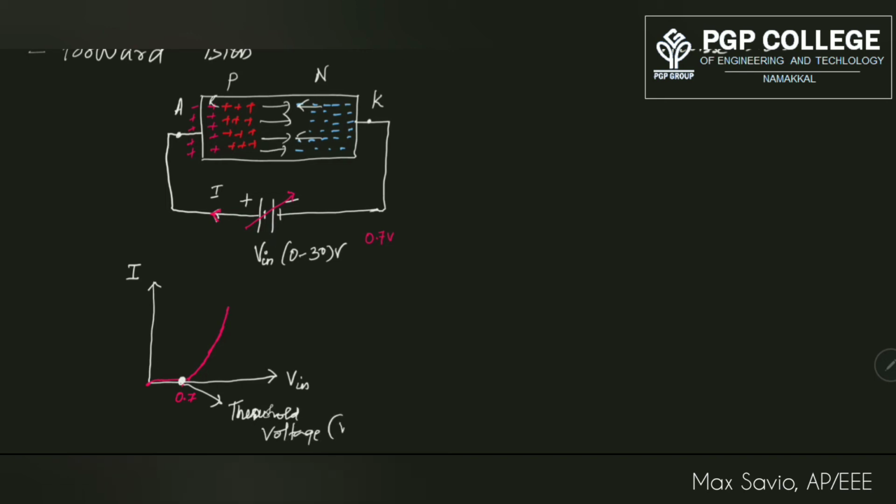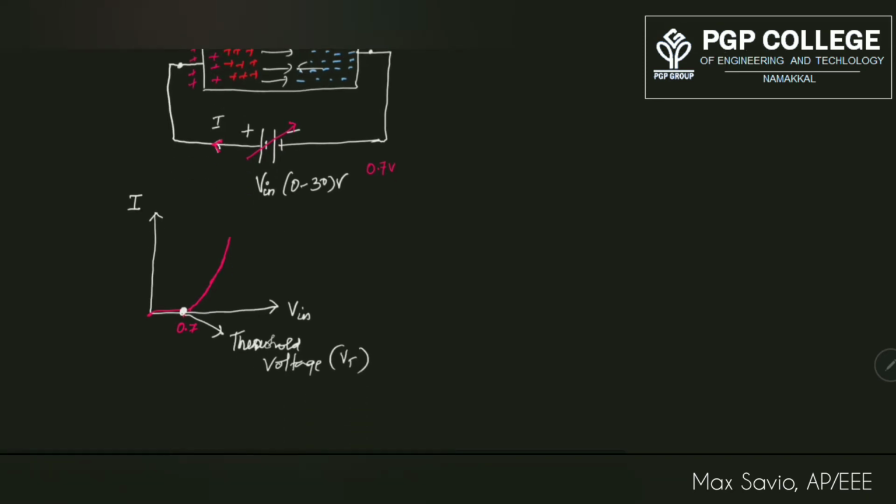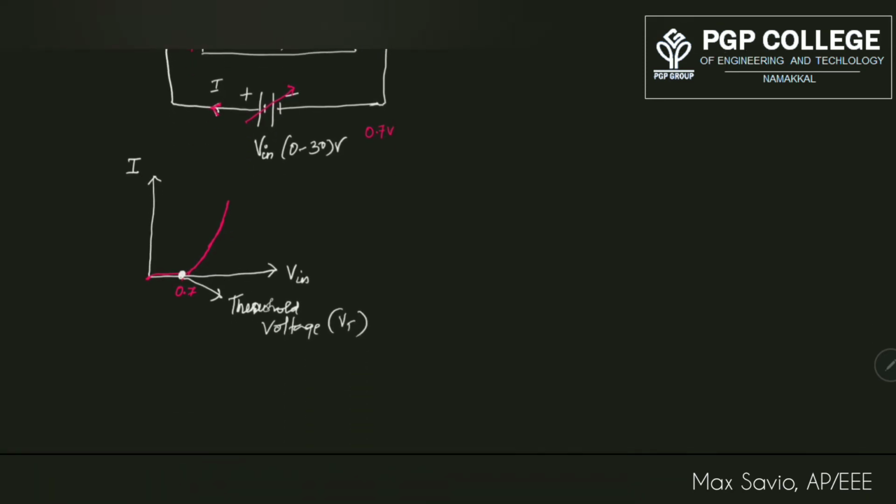We call the threshold voltage VT. The threshold voltage is nothing but the minimum voltage above which the diode starts to conduct.